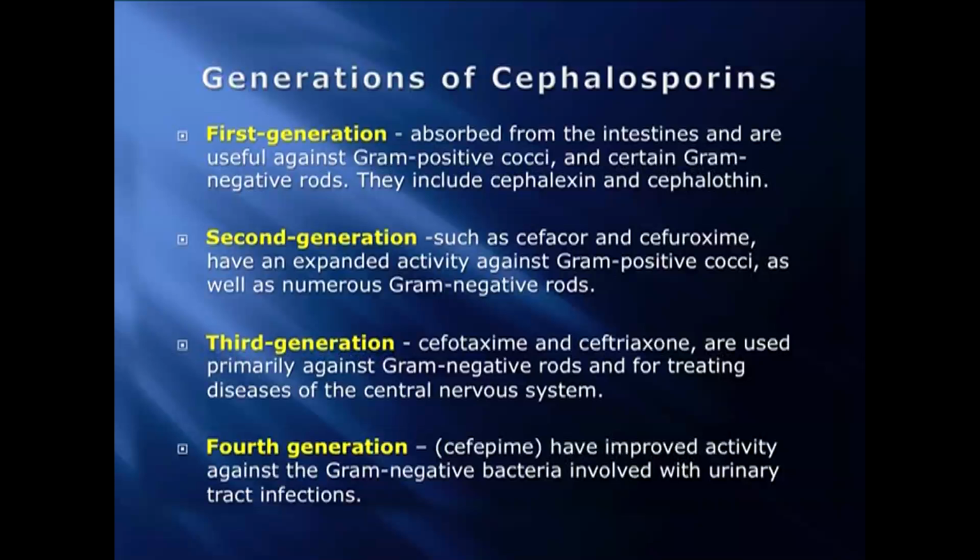Now, why did this development of the generations of the antibiotic take place? Because we have resistant strains which are coming up. The first generation cephalosporins became ineffective. We have the resistant strains, and therefore newer generations have to come up.